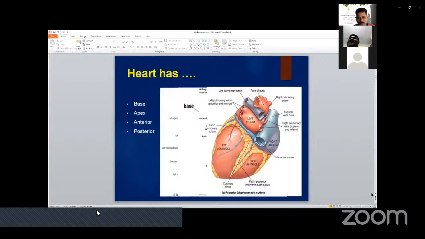Now we can see the posterior surface of our heart. Posterior means from the back side of our heart. So here you can see the right ventricle at the bottom and left ventricle at the bottom, left atrium and right atrium.